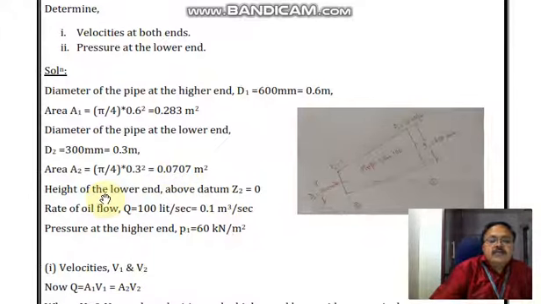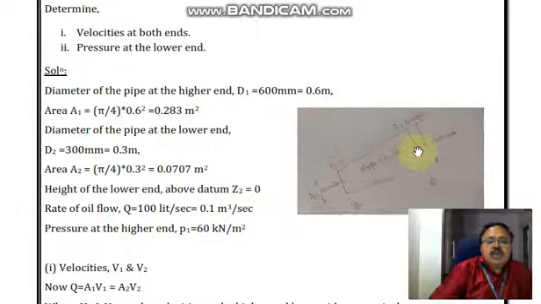So height of the pipe at the lower end, that is above the datum. So datum line is here. The pipe is exactly at the datum line at the lower end. So my z value is 0 there. So at section 2 my z value is 0, so z2 is equal to 0. It is given that rate of the oil flow, that is discharge, is 100 liters per second. So 1000 liters is 1 meter cube, so for 100 liters it is 0.1 meter cube per second.